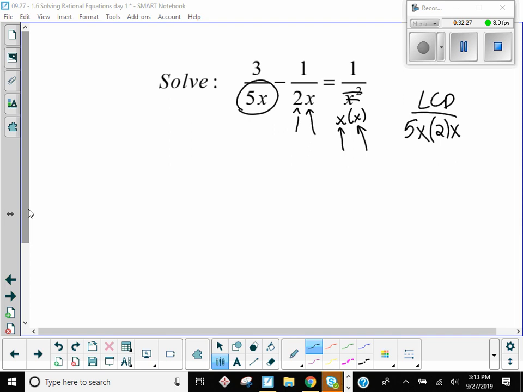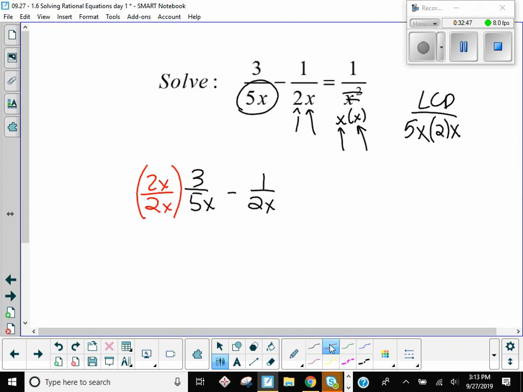And so now we multiply our tops and bottoms by whatever's missing. For the first denominator, what is it missing from the LCD? 2x, okay? Top and bottom. What is the second denominator missing from the LCD? 5x, so top and bottom.